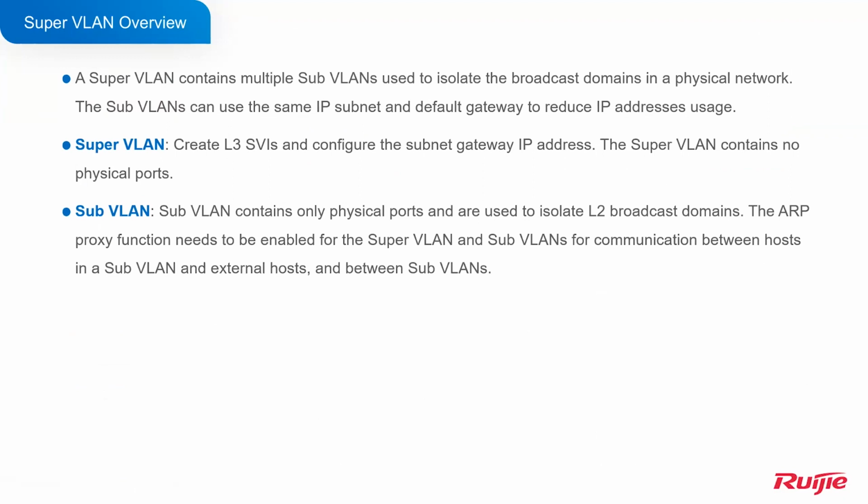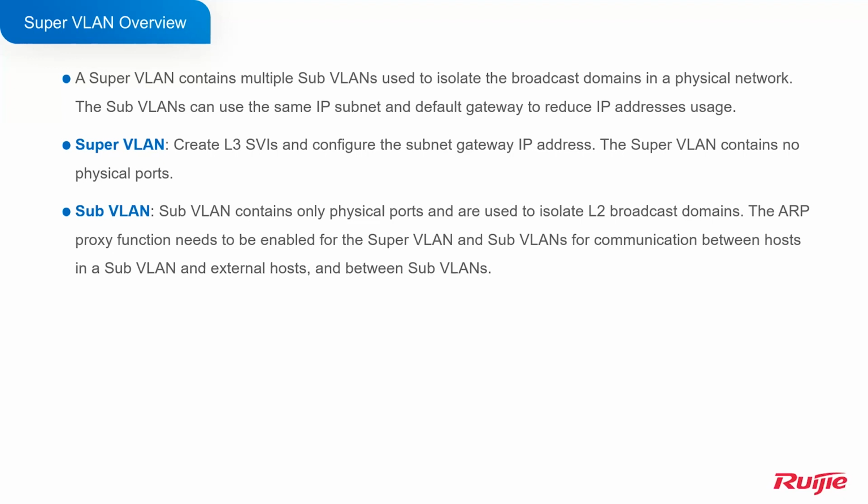And for the super VLAN technology, there are two different VLAN roles. The first is the super VLAN. Super VLAN is used to create Layer 3 SVIs and configure the sub VLAN gateway IP address. The super VLAN contains no physical ports, while the other one, sub VLAN, contains only physical ports and is used to isolate Layer 2 broadcast domains.